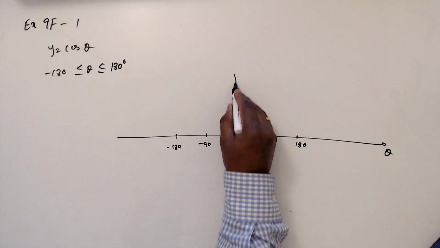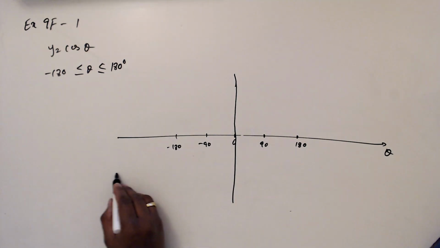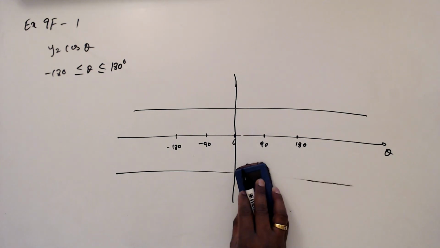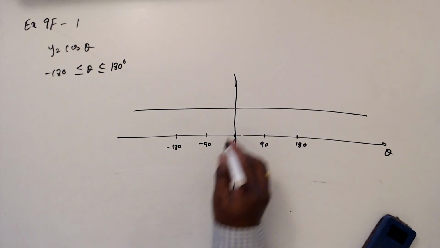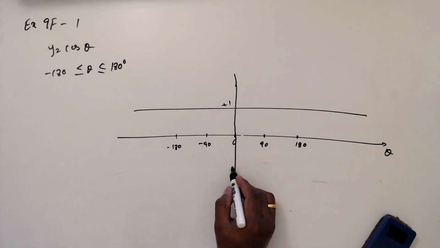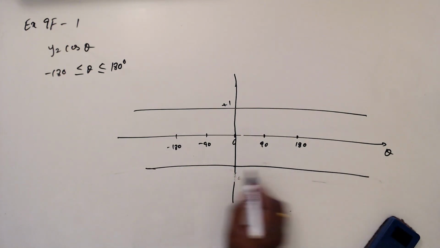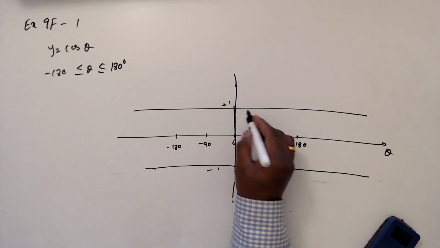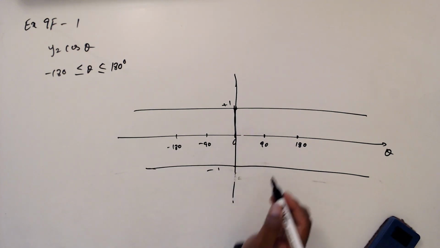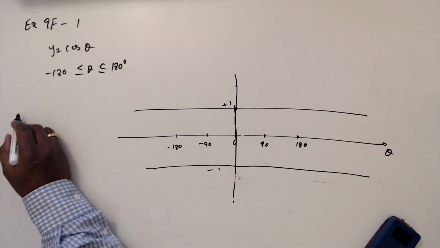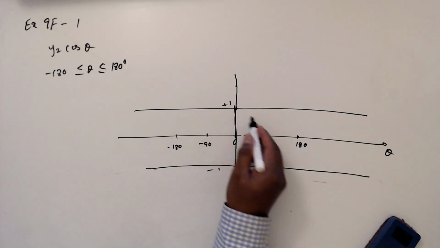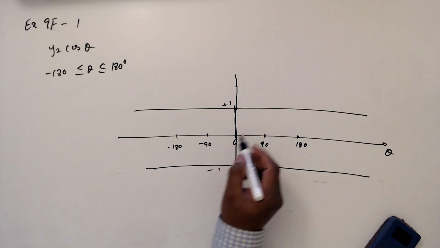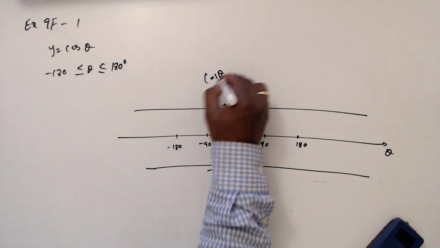And we know that this is varying between plus and minus 1. So this is plus 1 and this height is going to be minus 1. If you can draw with your memory, it's fine. And we can remember that this is theta and this is the cos theta graph.